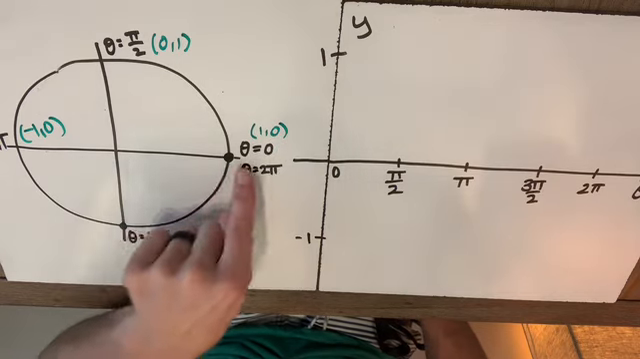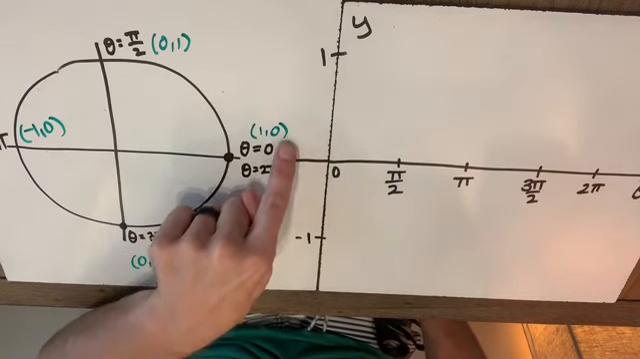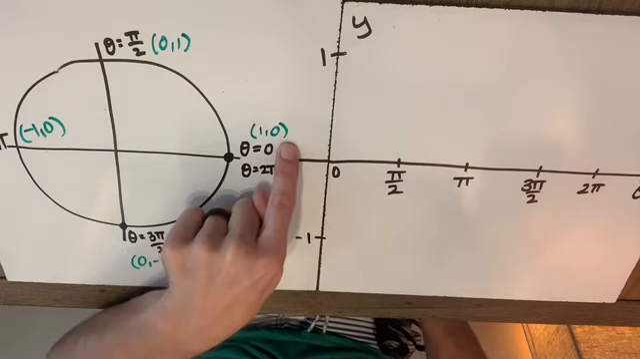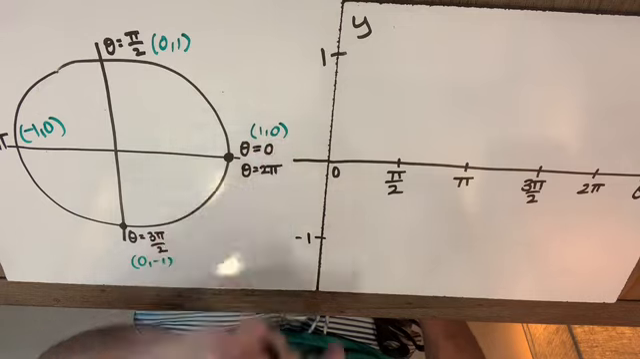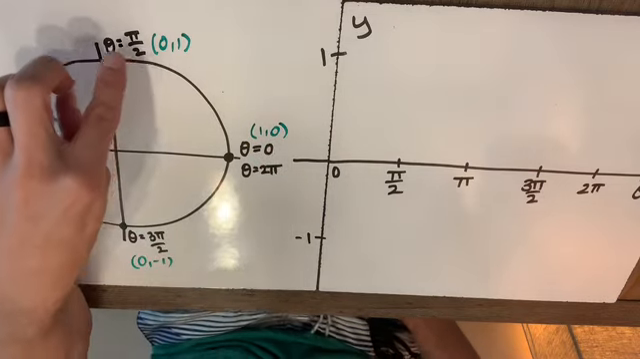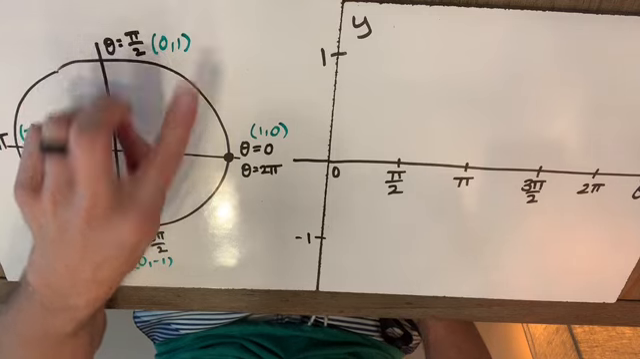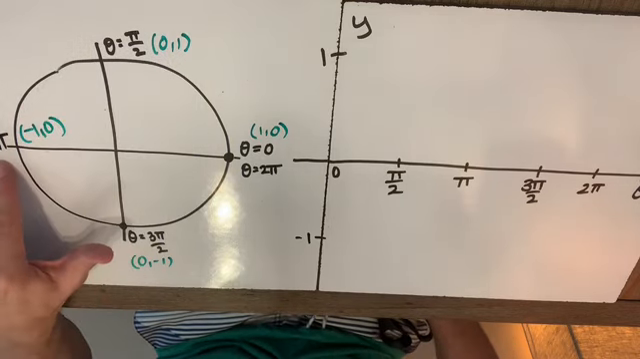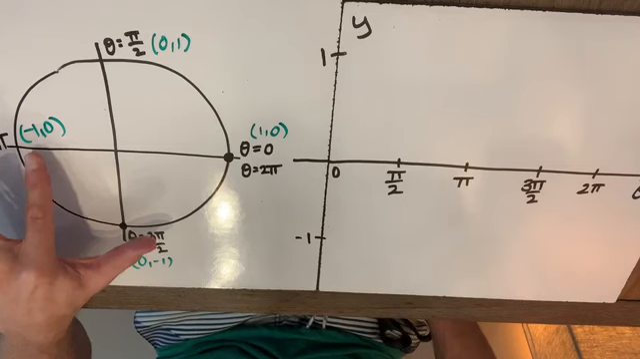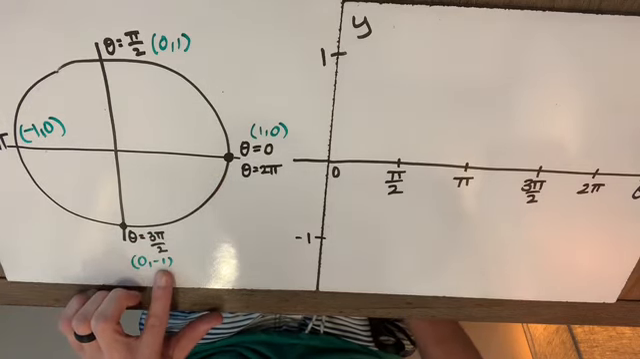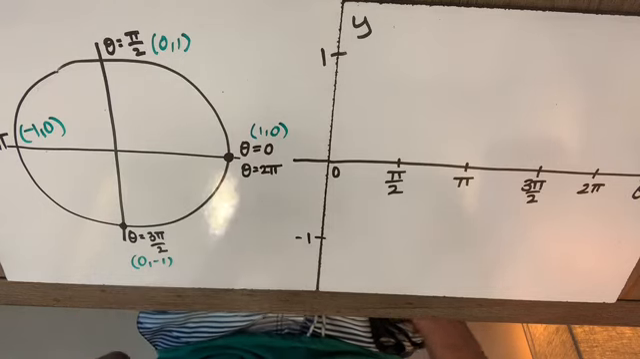If this is a unit circle, we know that the radius is 1. So when the angle is 0, or 2 pi by the way, we're at 1, 0. That's cosine comma sine on a unit circle. And when the angle is pi over 2, we're at 0, 1. That's cosine comma sine at pi over 2. And at pi, we're at negative 1, 0, cosine comma sine. At 3 pi over 2, we're at 0, negative 1, cosine comma sine. And then we go back to 2 pi.